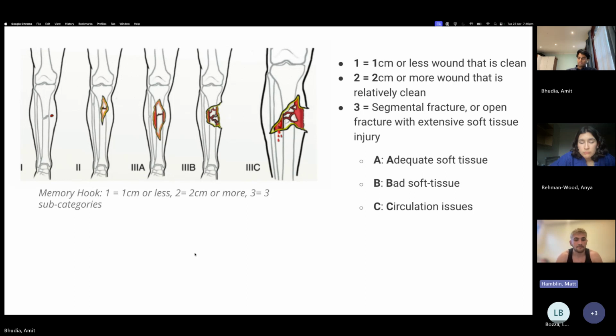You've got 1 centimetre and the wound is clean, 2 centimetres and the wound is clean, 2 centimetres or more and the wound is clean, or a segmental fracture or open fracture with extensive soft tissue injury. A segmental fracture tends to be a fracture where the bone is broken in 2 aspects, like a complete fracture that passes from one side to the other. You describe that as a segmental fracture because it's broken the bone into segments. Whether it's A, B, or C is dependent on the quality of the soft tissue and how high risk the injury is.